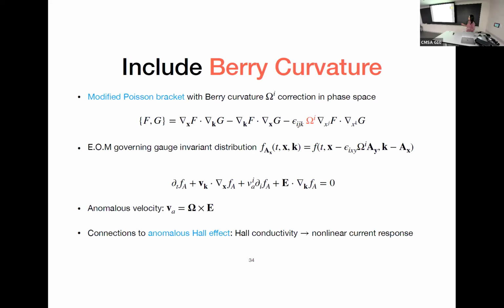Then another thing that one can compute is the nonlinear current responses. By using the Kubo formula, there's some Hall conductivity that one can compute. And this gives us a connection to the anomalous Hall effect.